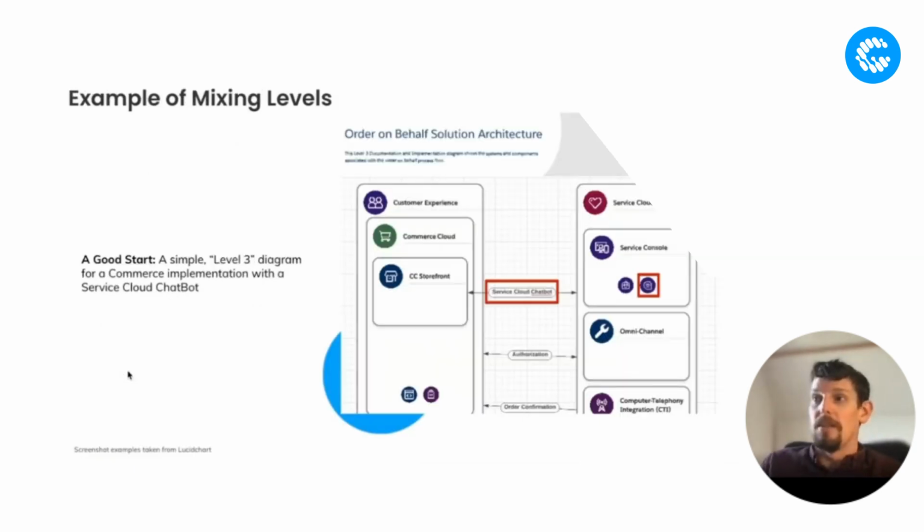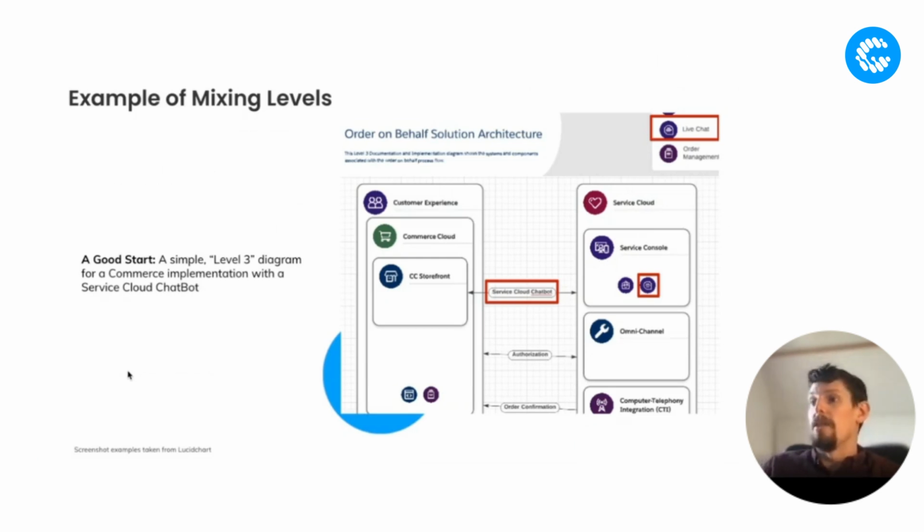Here's an example of a level 3 that Salesforce claims to be a level 3. Again, you don't have to memorize level 3, but essentially it is a diagram that is just a bit above the absolute details of a flow, and it's really explaining what a commerce implementation is and where data and information flows between two different systems.